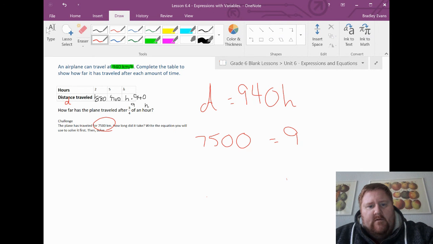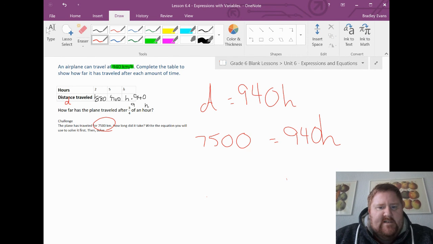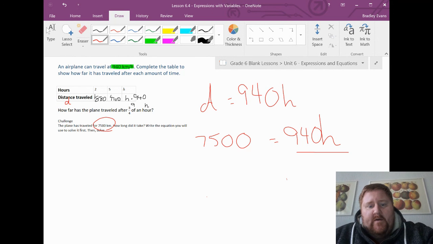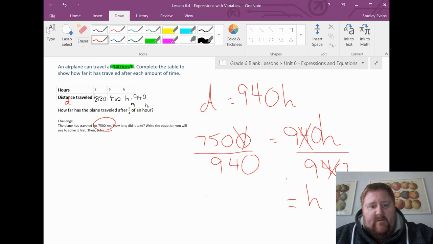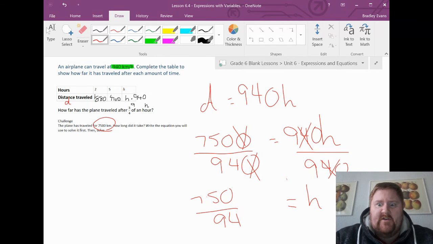And that's going to be equal to 940 times h. How long did it take? Well, we're trying to find out the time, or the hours, which is h. So here we're going to divide by 940 because we want h by itself. We're solving for h. These will cancel out, and we'll be left with h equals 7,500 over 940. These two zeros will cancel out. 750 divided by 94. A little bit of long division here.